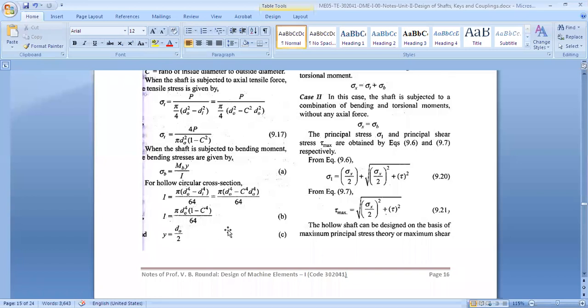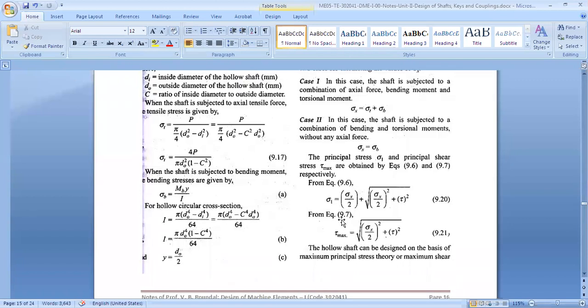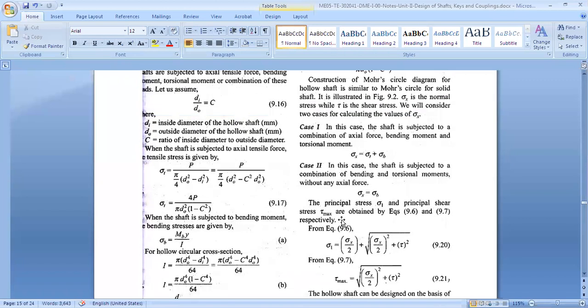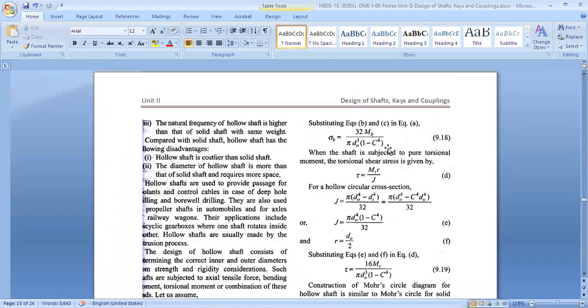Y is do by 2, the outside diameter by 2, where the maximum stress is. If we put all this together, we'll get sigma b is equal to 32 Mb upon pi do cube into 1 minus c raised to 4. So the equation is still the same, only we have got one extra factor.